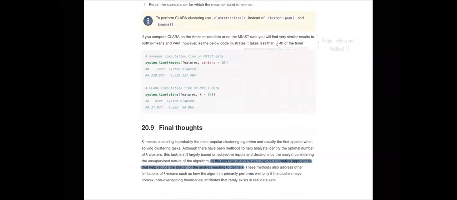I think that this is it. And then the next two chapters analyze more in-depth approaches to how we can define the cluster, and then how we can understand the clustering result. And K-means clustering is just a very basic introduction to the clustering method as one of the unsupervised machine learning techniques. So I think that this is it.